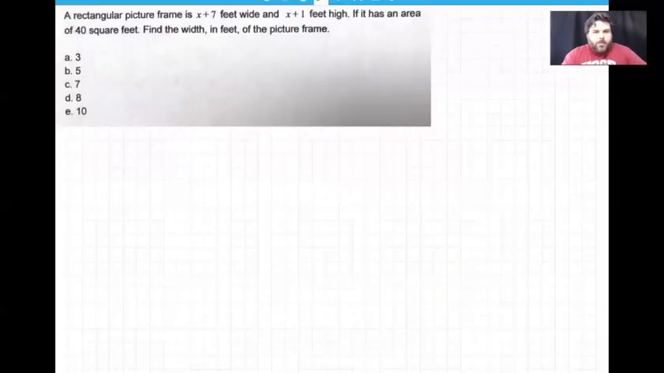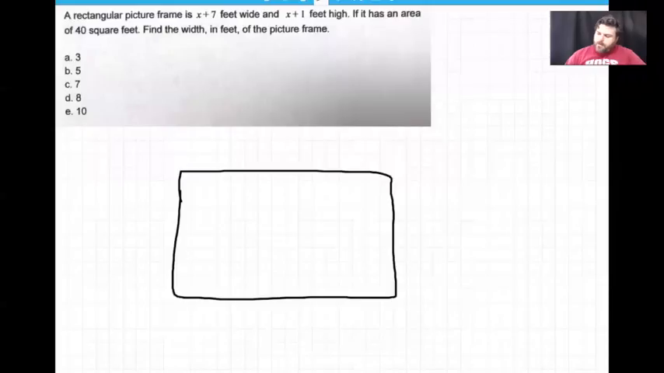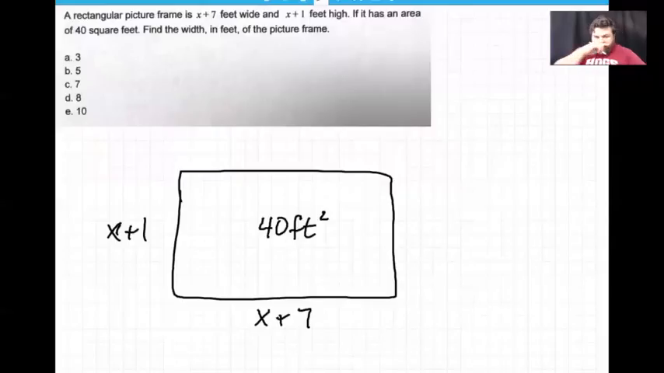All right, a rectangular picture frame is x plus 7 feet wide and x plus 1 feet high. If it has an area of 40 square feet, find the width in feet of the picture frame. All right, so let's draw a picture here. It's always good. I've got a rectangular picture frame. It's x plus 7 feet wide and it's x plus 1 feet high. It has an area of 40 square feet. We want to find the width in feet of the picture frame.